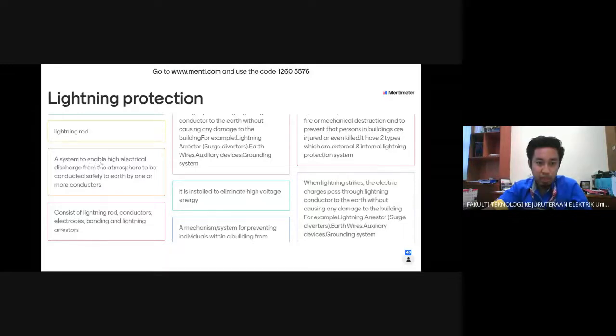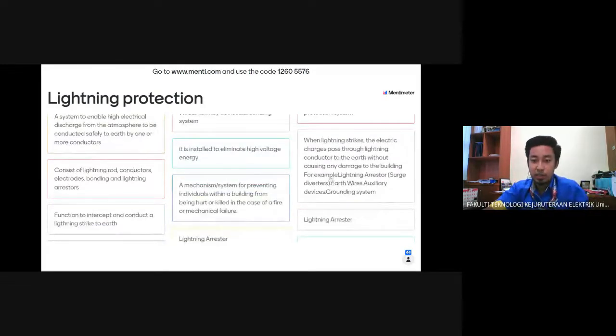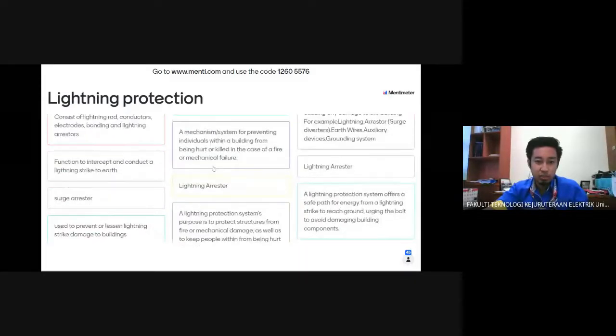A system to enable high electrical discharge from the atmosphere to be conducted safely to earth by a conductor. It consists of lightning rod, conductor, electrode bonding, and lightning arrestor. It is installed to eliminate high voltage energy. When lightning strikes, the electric charge passes through the lightning conductor to the earth without causing any damage to the building. For example, lightning arrestor, surge divider, wire winding. Function: to intercept or conduct the lightning strike to the earth.